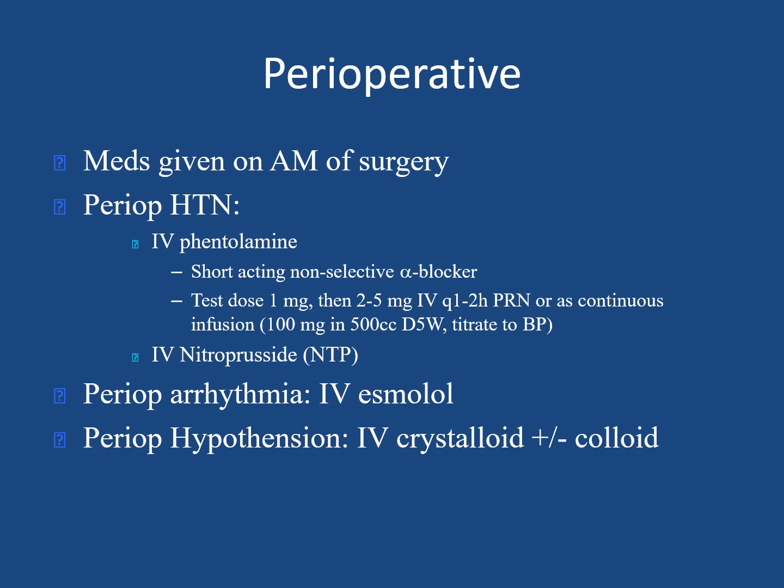Then we can have perioperative arrhythmia control. If the patient develops arrhythmias, you can give IV esmolol if there is no cardiac conduction or structural defects. Then you can have IV crystalloids or colloids to treat perioperative hypotension if the patients come across hypotension instead of hypertension.